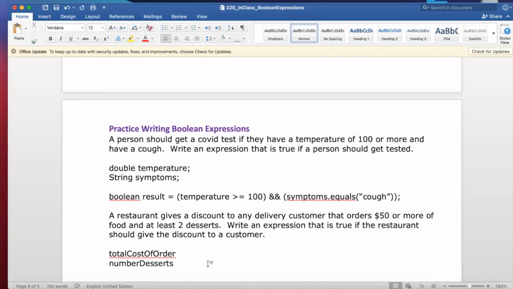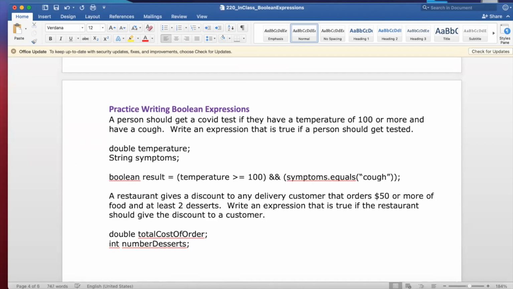Next, I need to think about what data type would be appropriate for each of these variables. The total cost of the order could possibly include dollars and cents, so I'm going to use a double value for that. And the number of desserts is going to be a whole number. Most restaurants don't allow you to order half of a dessert, so I'm going to say the number of desserts is an integer.